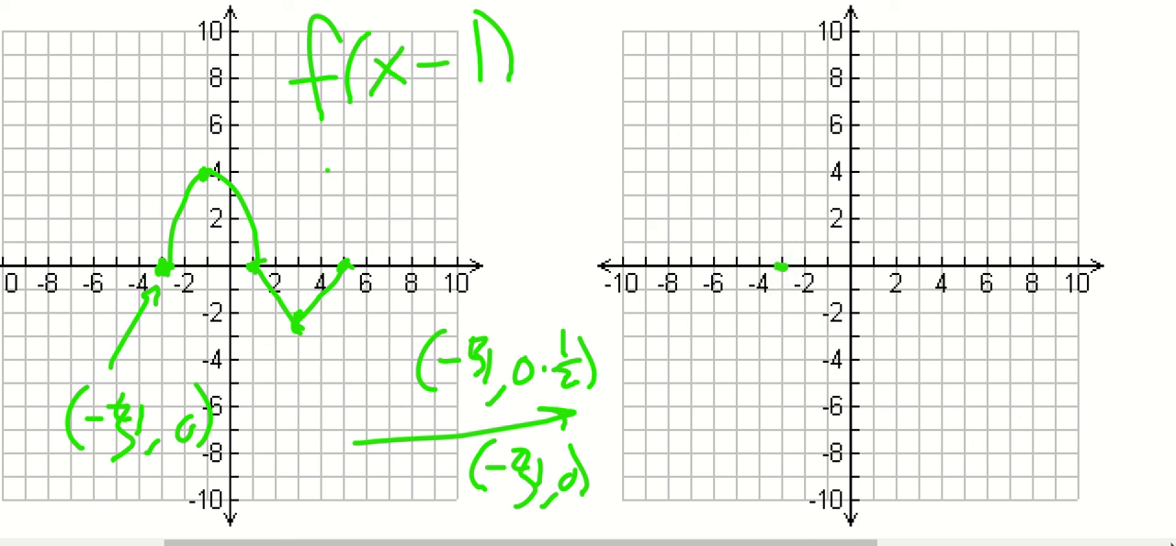If we look at this point right here, however, that point is at -1, 4. When we take half of its y-coordinate, half of 4 is going to give us 2. So that's now going to be -1, 2.